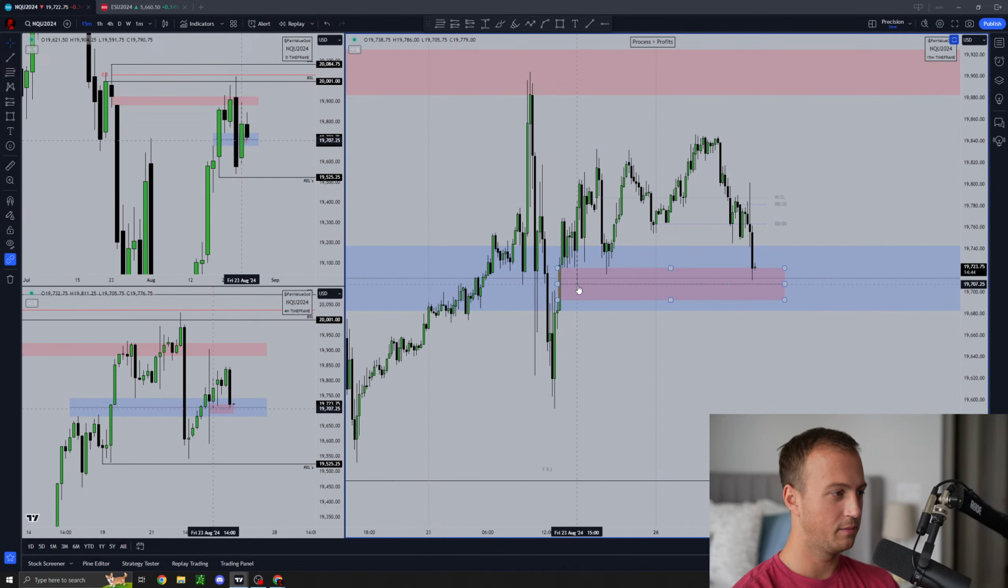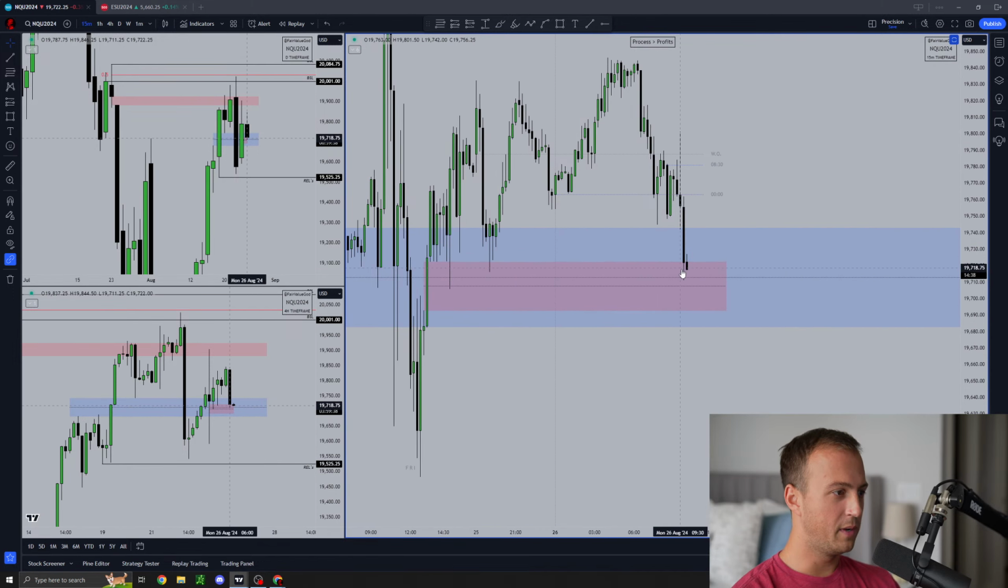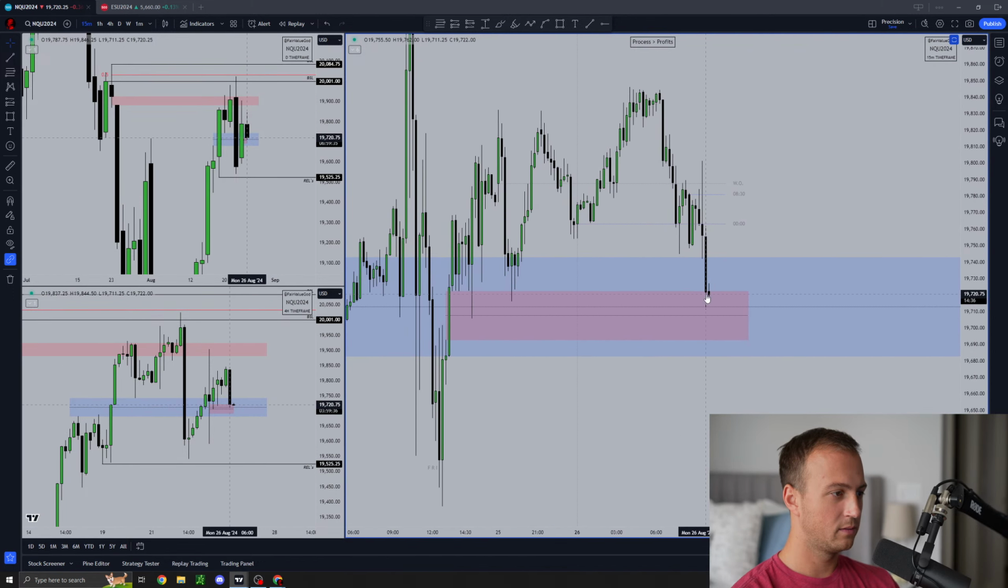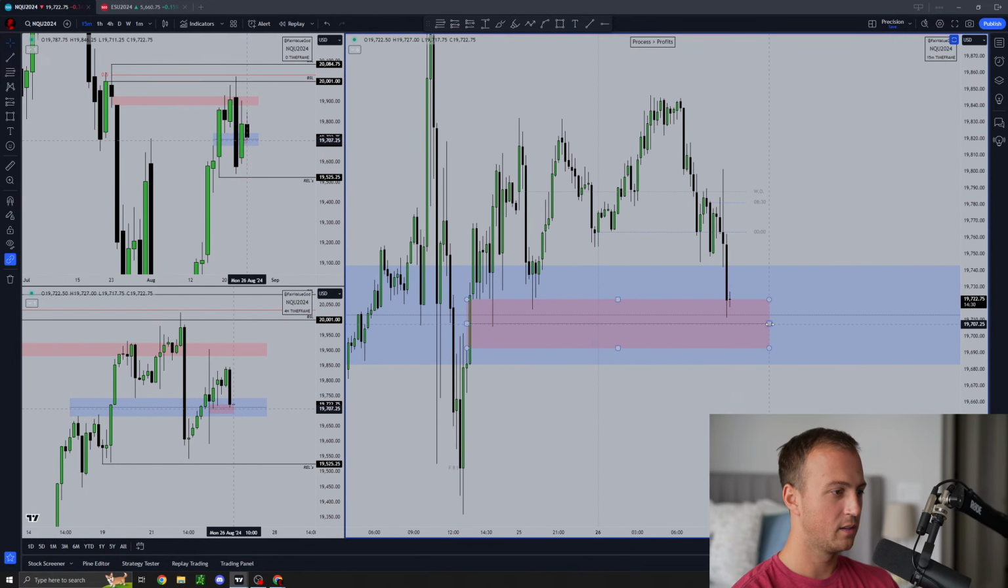Talking about this low here, Frank? Yeah, look at the 15-minute close on that. It's 10 o'clock now. It hasn't even made it to consequent encroachment yet of the 15-minute imbalance. Let's see.